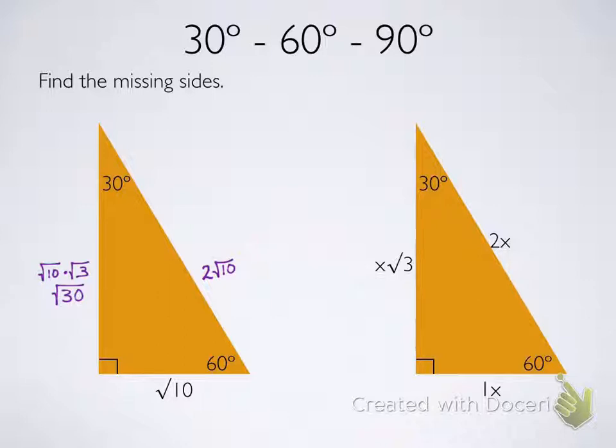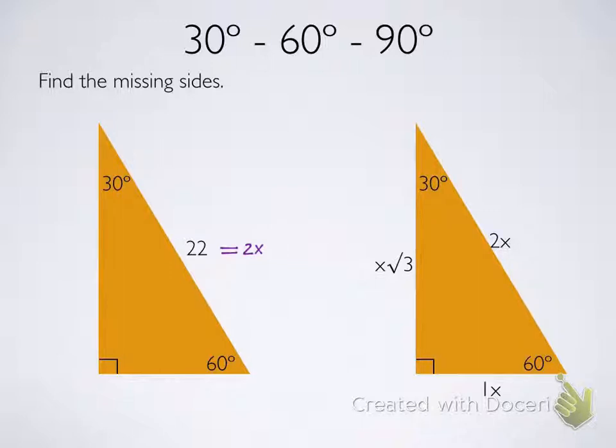Alright, so you try this one. Well done. 2 times the square root of 3 for the hypotenuse. And the other side is going to be the square root of 3 times the square root of 3, which is square root of 9, which is 3. Awesome job.